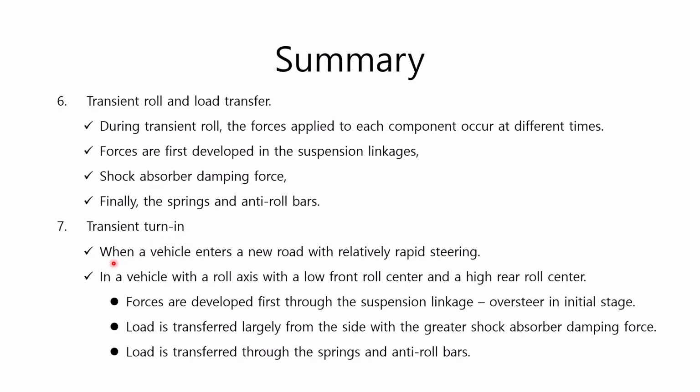Transient turn-in occurs when a vehicle enters a new road with relatively rapid steering. In a vehicle with a roll axis with a low front roll center and a high rear roll center, the force is applied first through the suspension linkage during transient turn-in, resulting in a tendency to oversteer during the initial steering stage. Next, the load is transferred largely from the side with the greater shock absorber damping force. If understeer tends to occur early in the steering process, increasing the rear shock absorber damping value can improve understeer.